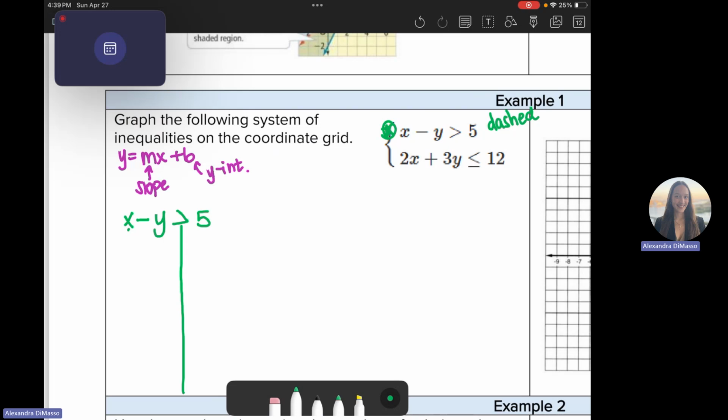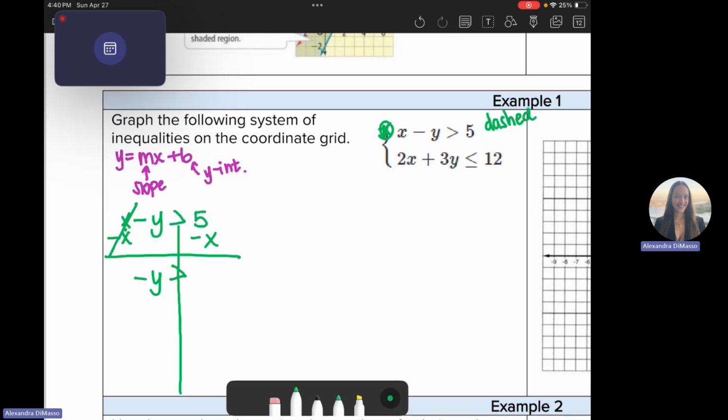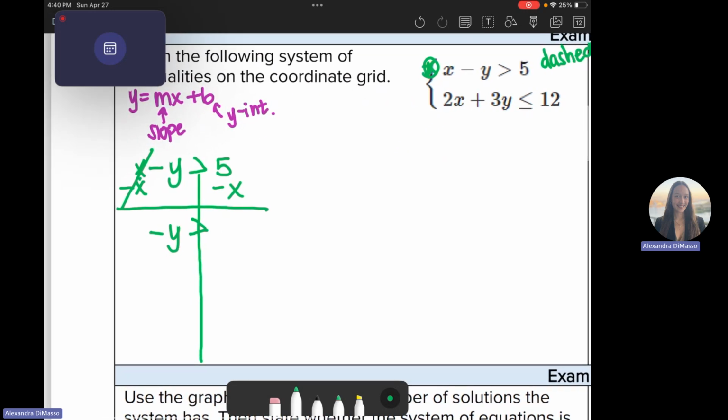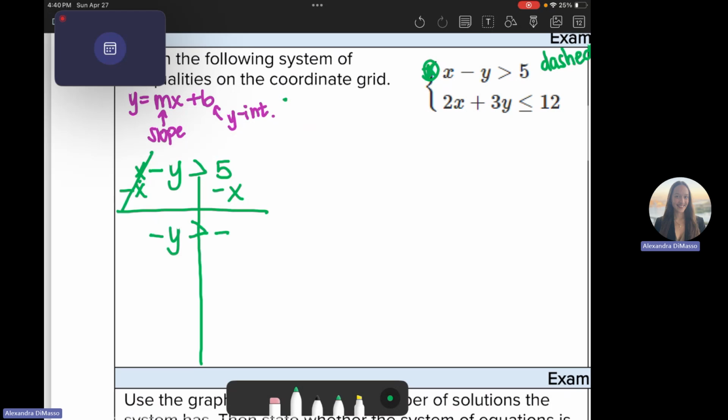This is a positive x, so the inverse operation of a positive 1x would be to subtract the 1x from both sides. My x's will cancel. I'm left with negative y is greater than 5 minus x. I can't combine those together. Those are not like terms, but I want to write it in the slope-intercept form. So I'm going to put the negative x first, and then the 5 afterwards. And this is a positive 5, so I put plus 5.